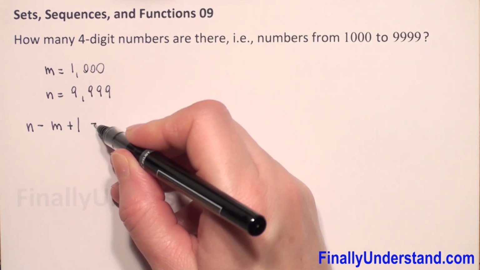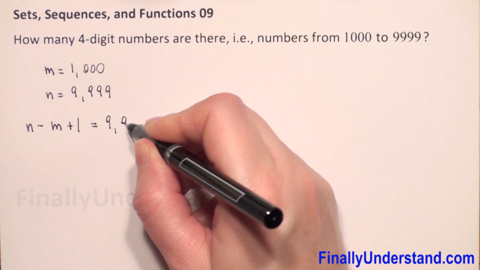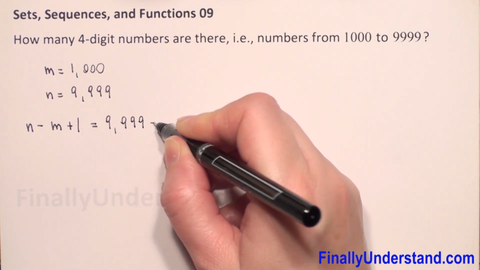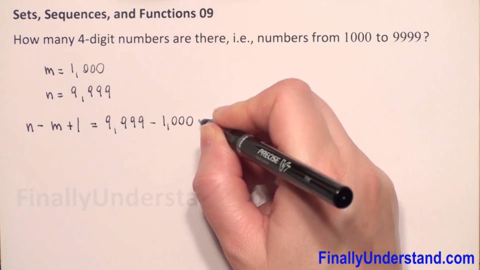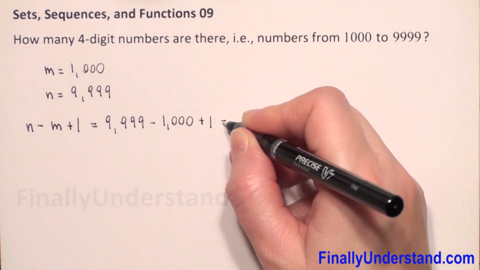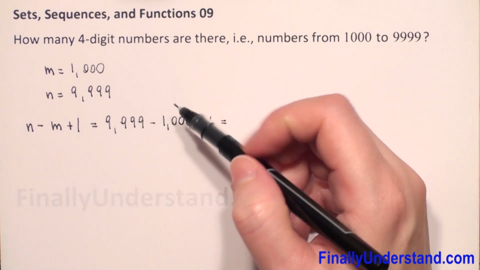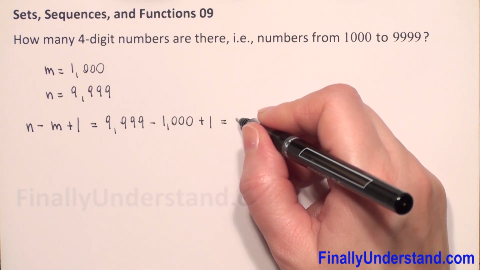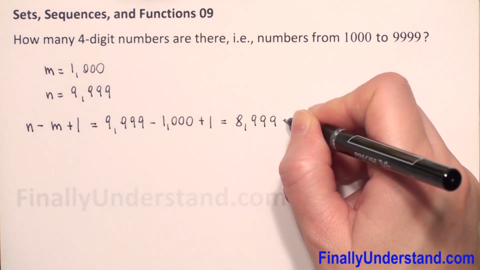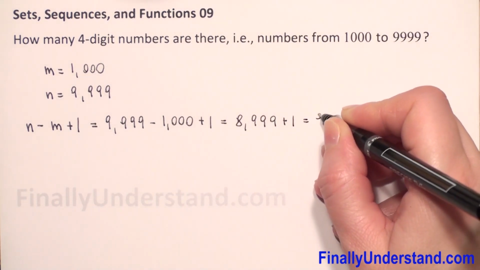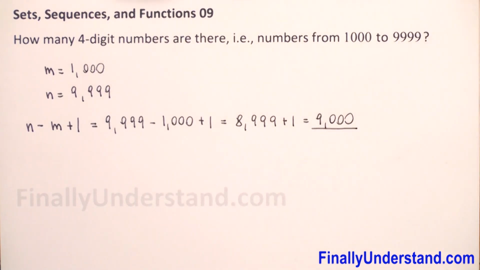So n is equal to 9999 minus m, which is 1000, and we have to add 1. So this is equal to 9999 minus 1000, so it will be 8999 plus 1, so this is equal to 9000. This is my solution.